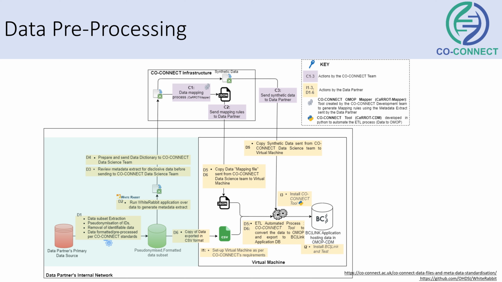The first step of the data standardization is the pre-processing of the data by the data partner according to the guidelines provided by the CoConnect data team. This involves restructuring of the data if needed. This step is very important because the CoConnect OMOP mapper and CoConnect tool can only process data in a certain format.